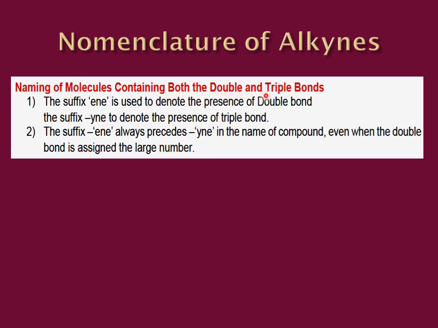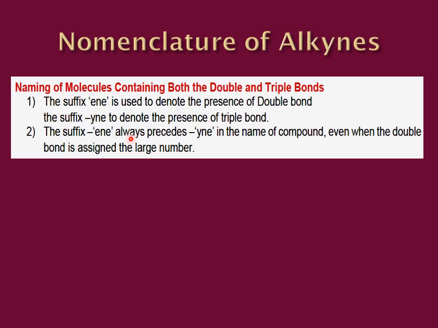The suffix "ene" is used to denote the presence of a double bond, whereas we use "yne" to denote the presence of a triple bond. The suffix "ene" always precedes "yne" while naming such a compound. You will always write the double bond first and after that the triple bond. Even when the double bond is assigned the larger number, you always have to mention it before the alkyne.